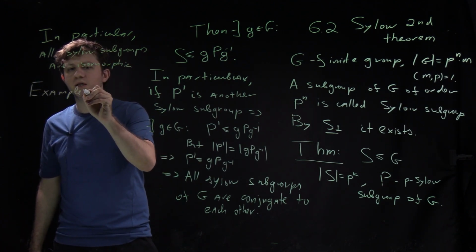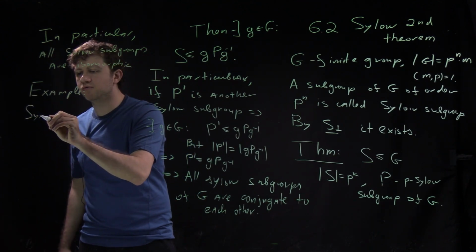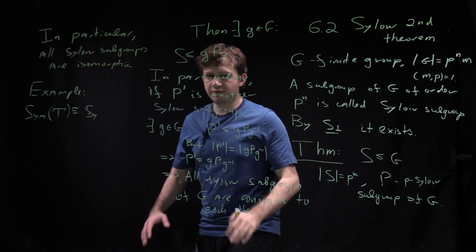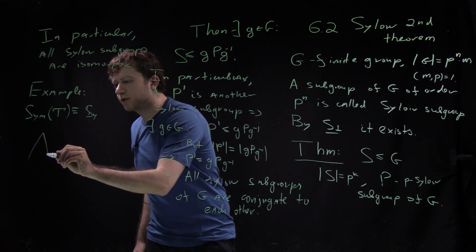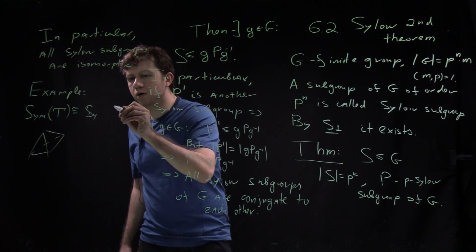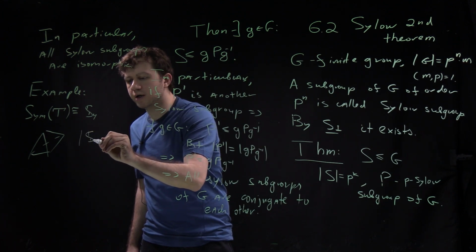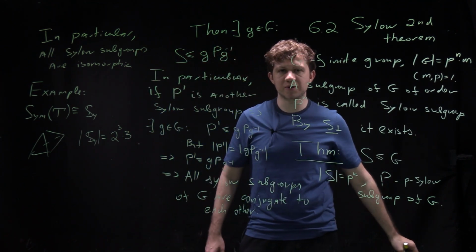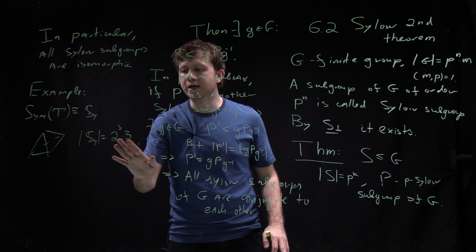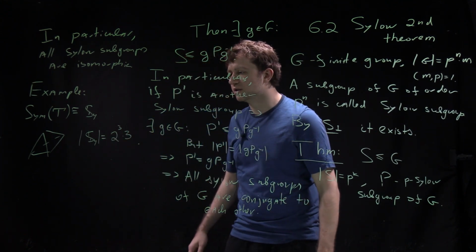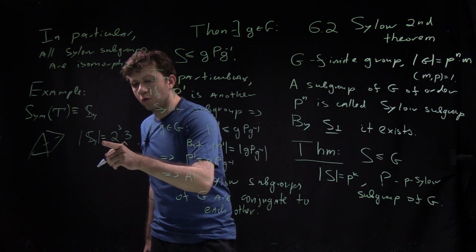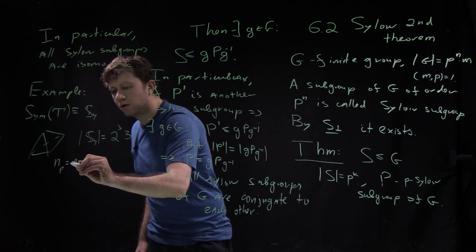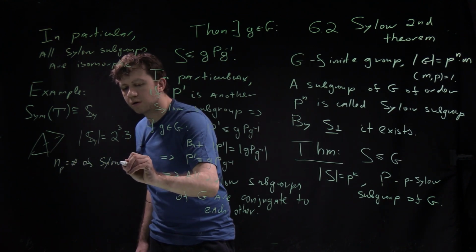So an example might be, let's take the symmetries of a tetrahedron, which we know very well is isomorphic to S4. So we have a tetrahedron and it has symmetries, and we know the order of this group. So the order of S4 is 24, which is 2 cubed times 3. So starting from today's class, every time you see a group, you immediately decompose its order into primes and see what powers you have. So let me use n_p to be the number of Sylow p-subgroups.